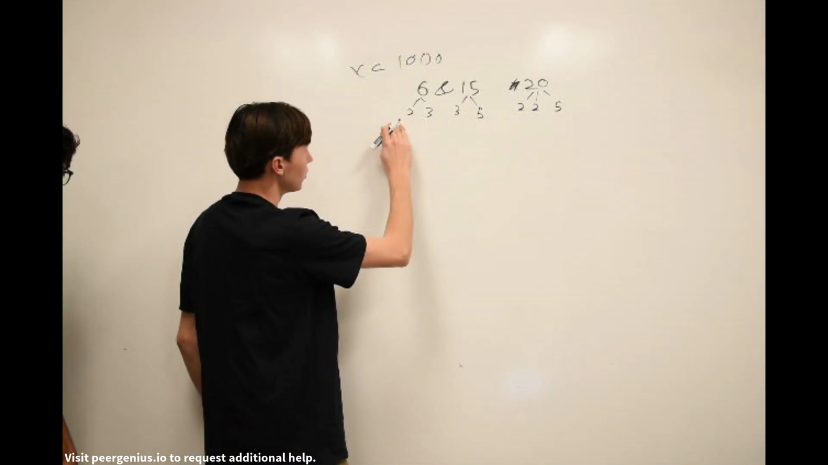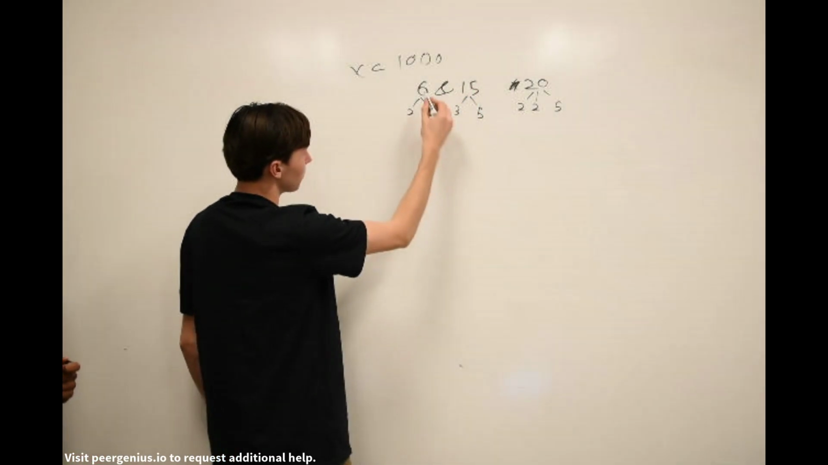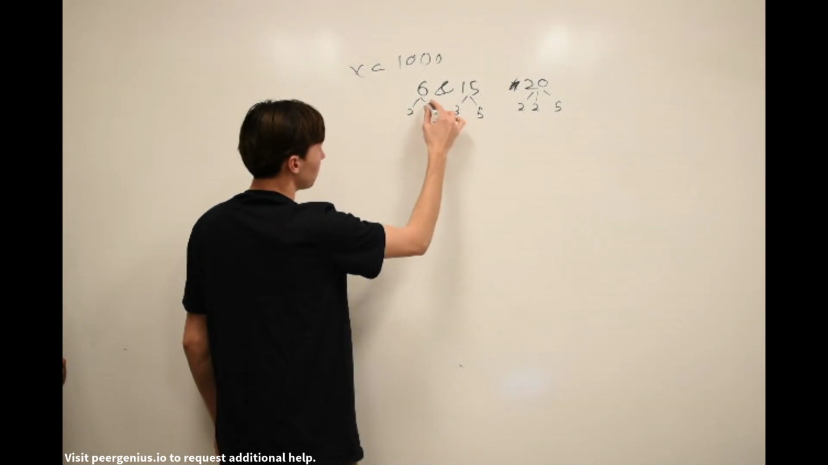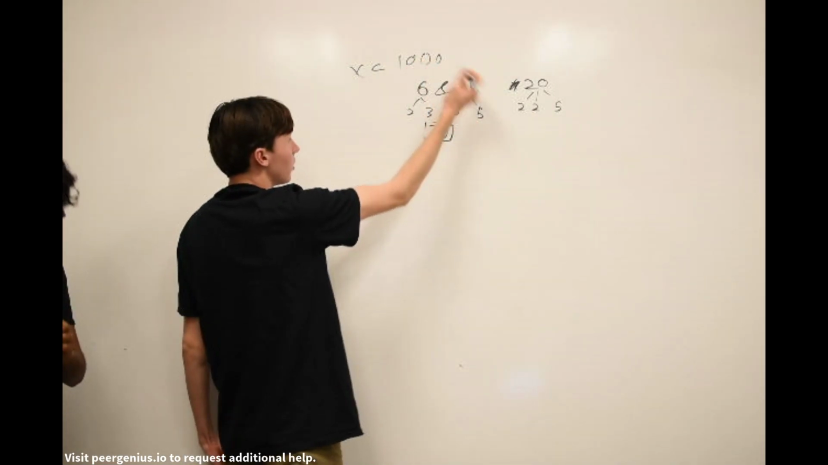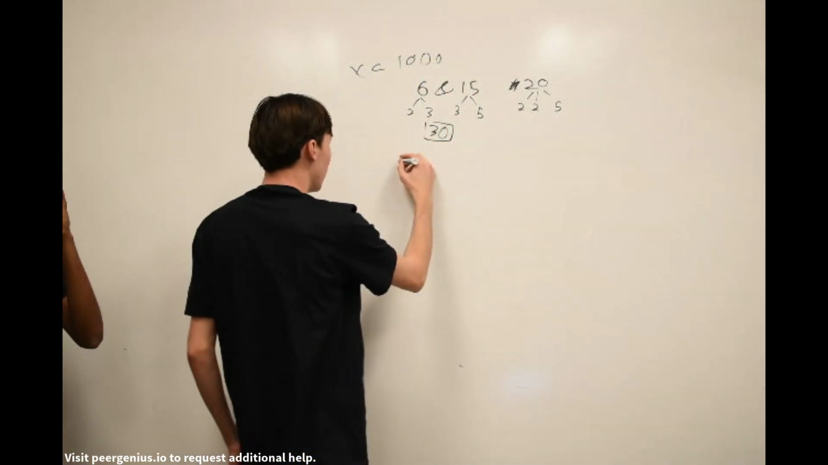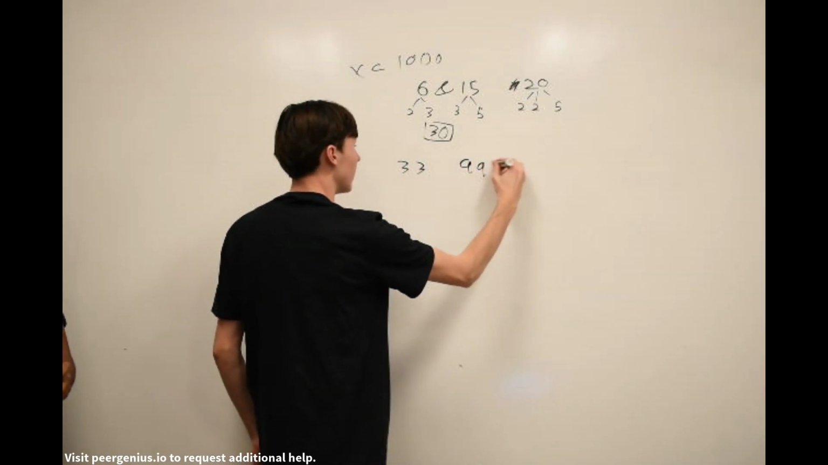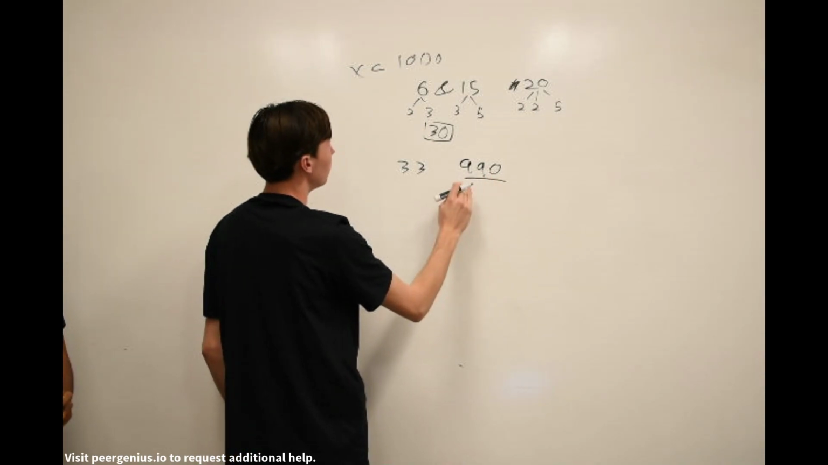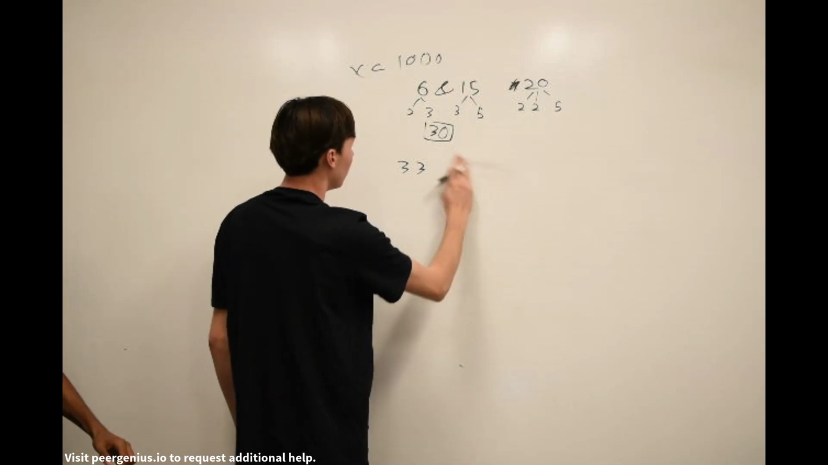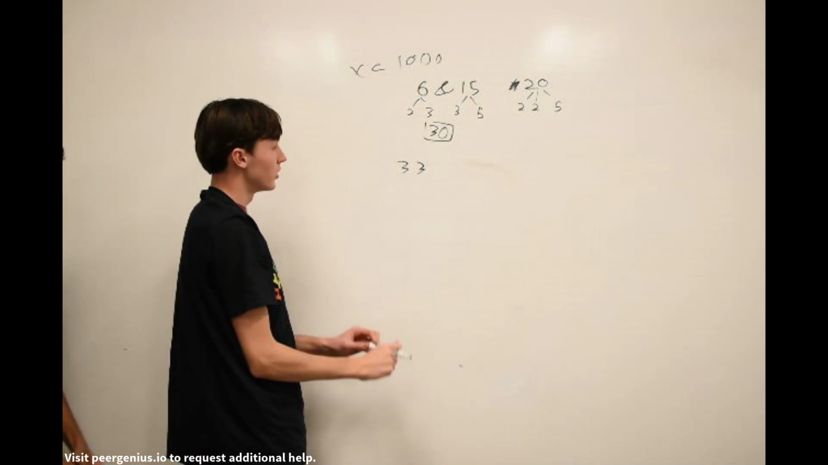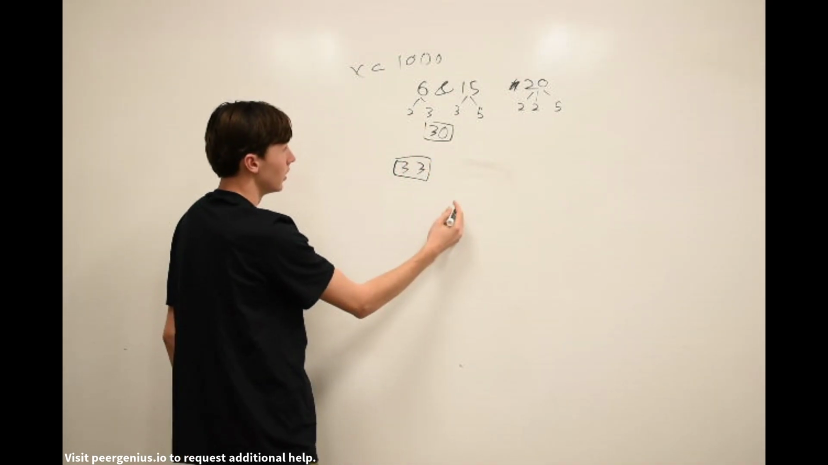Now, the least common multiple of 6 and 15 is 30. So if a number is divisible by 30, it's divisible by 6 and 15. Now, how many numbers under 1,000 are divisible by 30? The answer to that is 33, because 33 times 30 is 990, which is the largest multiple of 30 that's not greater than 1,000.